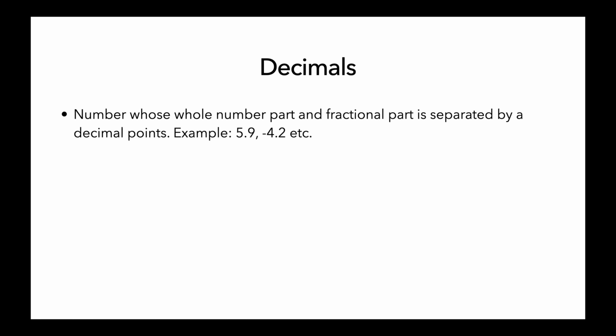A decimal is a number whose whole number part and fractional part are separated by a decimal point. Example, 5.9, -4.2, etc. Swift types Float and Double represent decimal values.